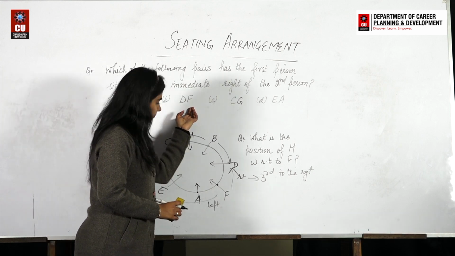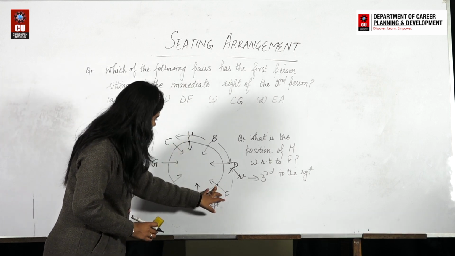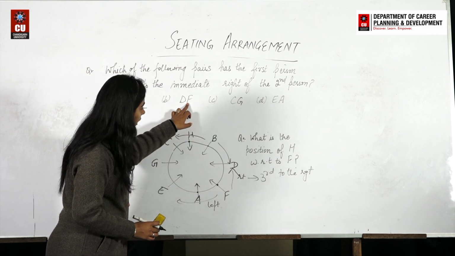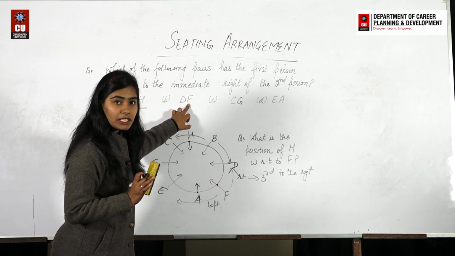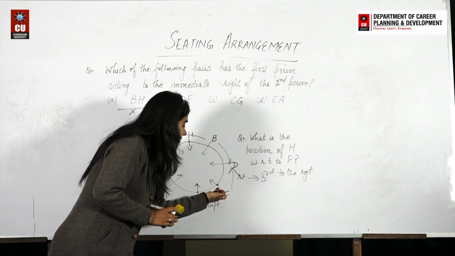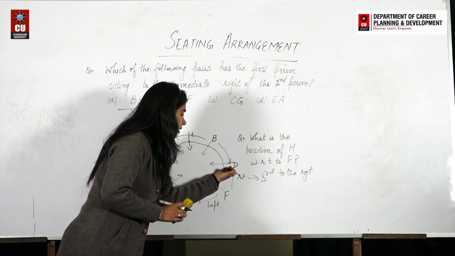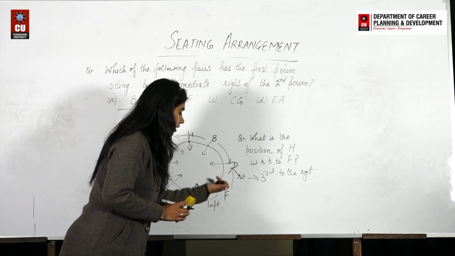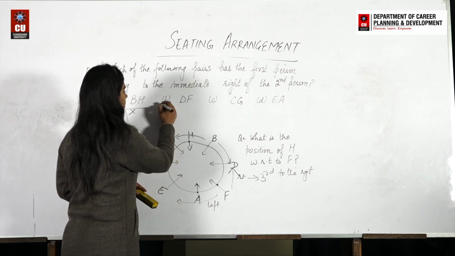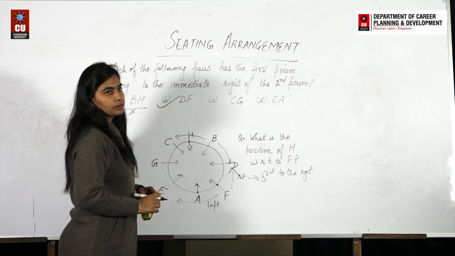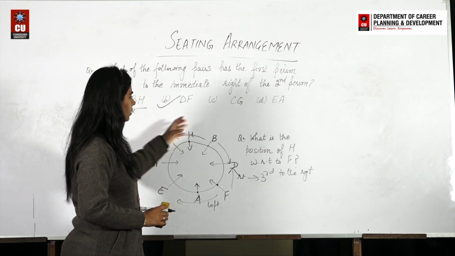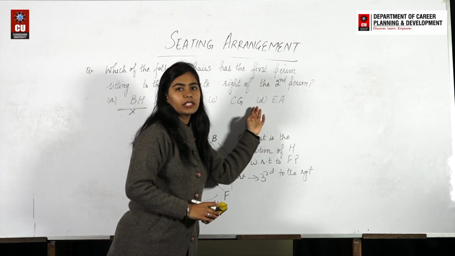D and F. Now we will see F and D. We have to see only the second person. The immediate right of the second person is D. Now our answer is B. If the answer comes, we have to neglect all the other options.